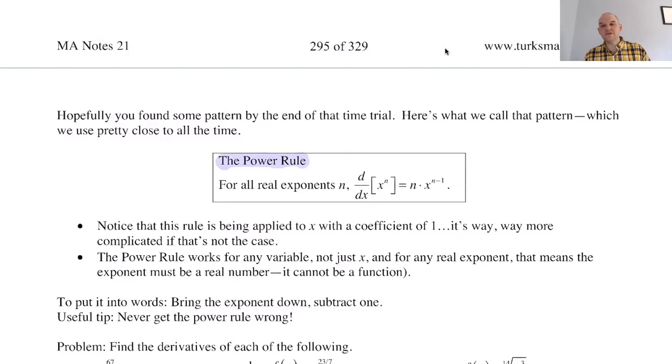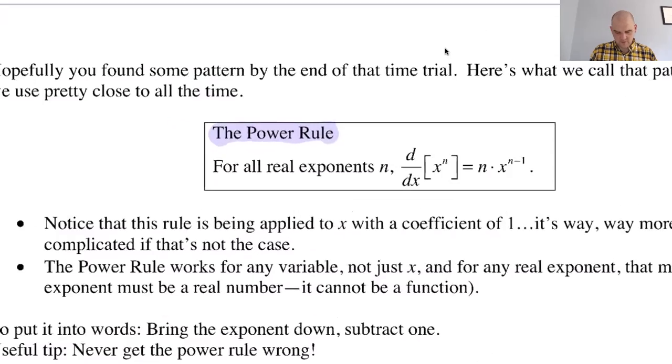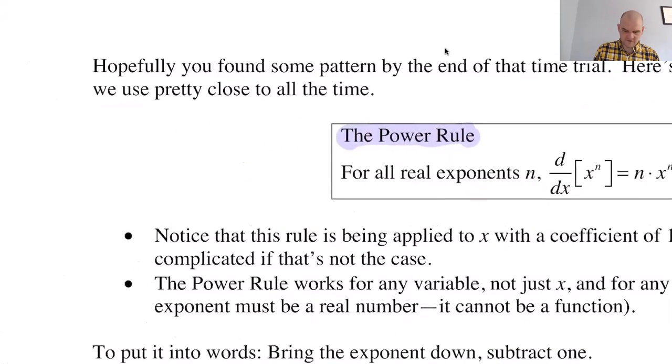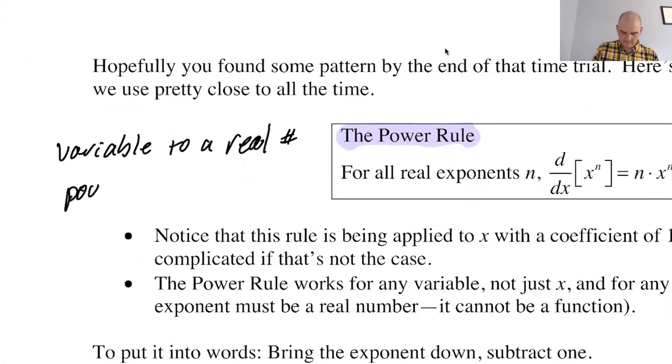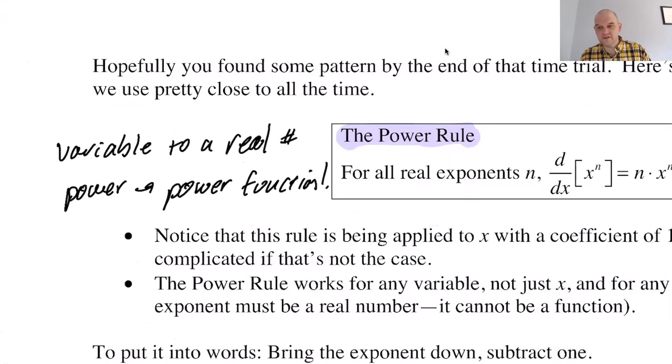The power rule is a really big deal. And the power rule is going to let you find the derivative of power functions. But no one probably ever told you that they were called power functions. So if you have a variable, a single variable, to a real numbered power, that's called a power function. So to find the derivative of a power function, you can use something called the power rule.